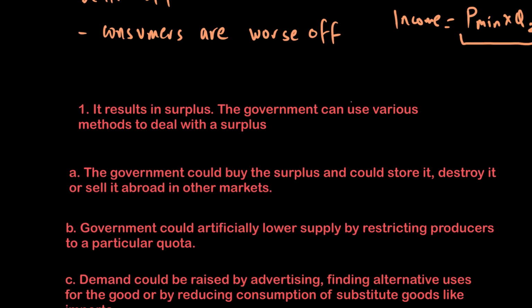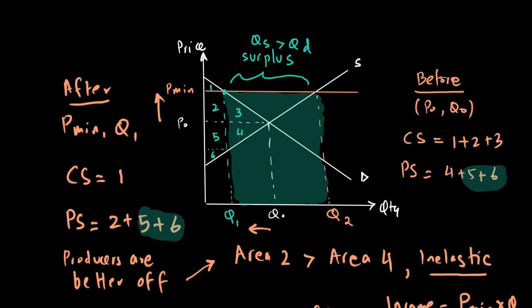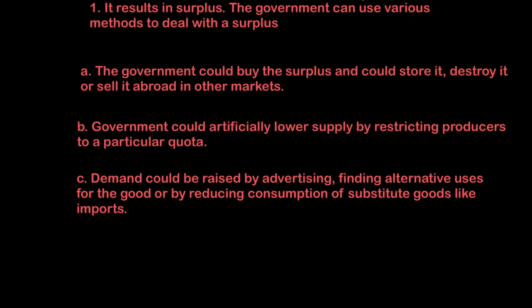So if you see that in terms of a diagram, again, the shortage was equal to this much. The government basically makes the demand go up to here. If the government can make that demand go up by providing alternative uses, for example, telling people that you can use sugar for different uses, or by reducing consumption of imported goods, and you can encourage that demand to happen, that will be one way to also make sure that the surplus is no longer there. So these are the few ways, guys, the government can deal with the surplus.